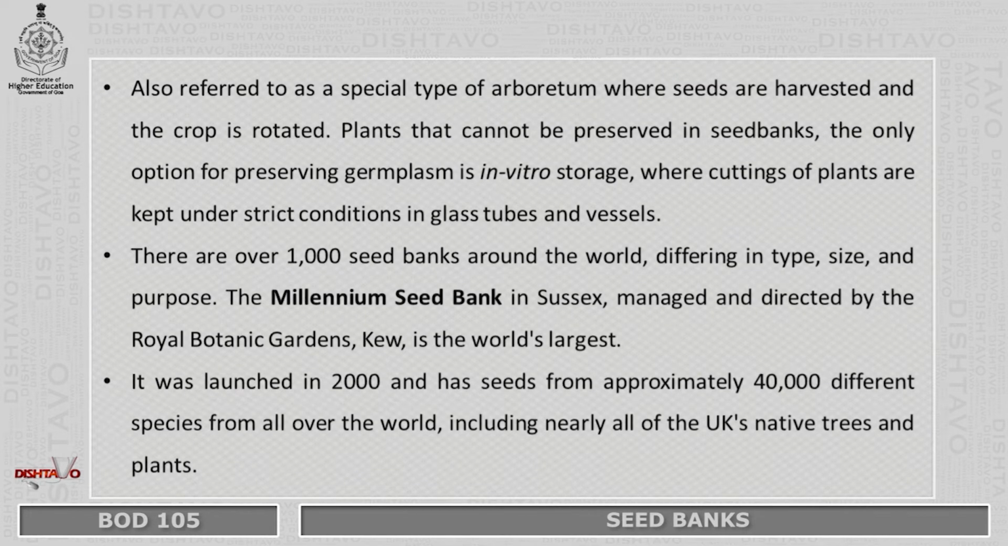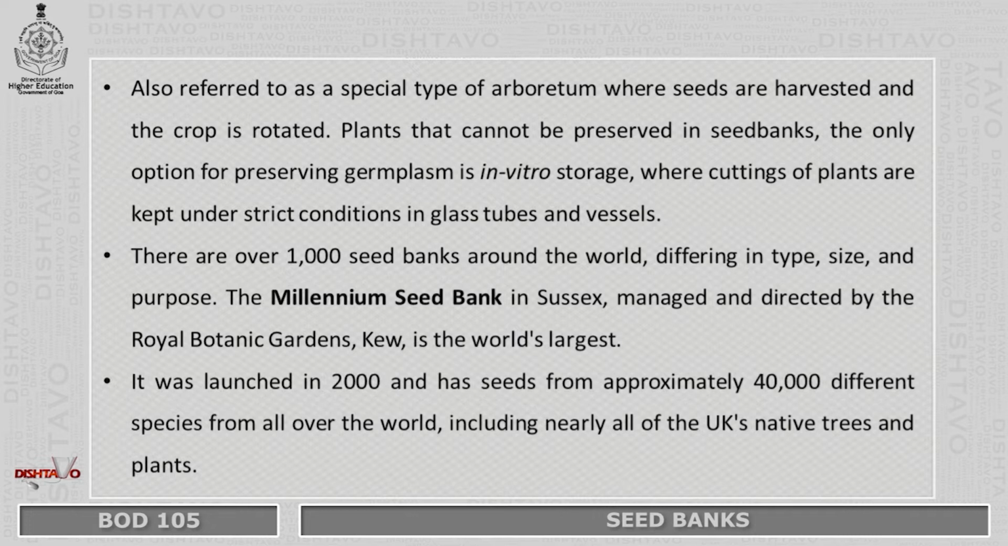These seed banks can also be referred to as a special type of arboretum or gardens where seeds are harvested and the crop is rotated. For plants that cannot be preserved in seed banks, the only option for preserving such germplasm is in vitro storage, where cuttings of the plants are kept under strict conditions in glass tubes or vessels with the use of biotechnological tools.